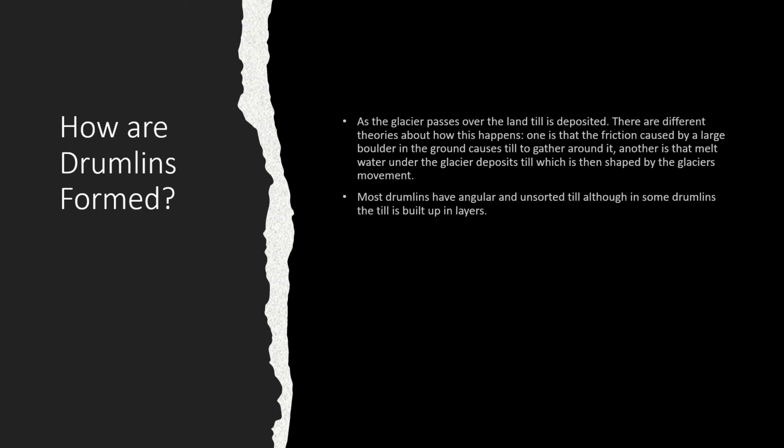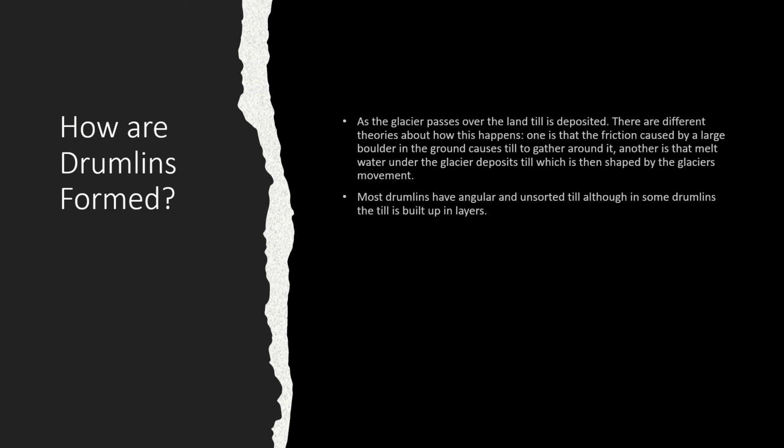If something's built up in layers, that tends to imply that it's been built up maybe by the glacier moving over the land in a series of movements, depositing material each time, or perhaps underneath the glacier, water has been flowing, depositing layer upon layer upon layer of till. And that would make for nice layers of sorted till. Most drumlins, however, do not have this.